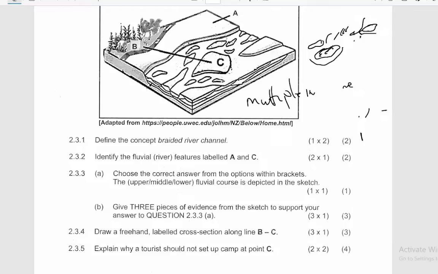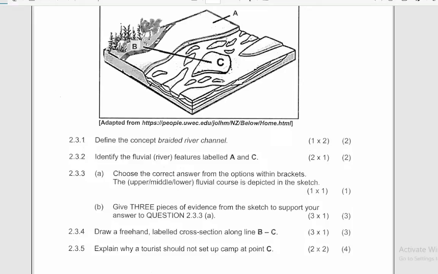2.3.2. Identify fluvial or river features A and C. Right, we'll quickly check on A and C. If you check A, you can see that this is the flat lying area adjacent to the river channel. Definitely A constitutes a flat plain. It's flat land adjacent to the river channel. This area here is flat lying and is adjacent to the river channel. So A constitutes a flat plain.